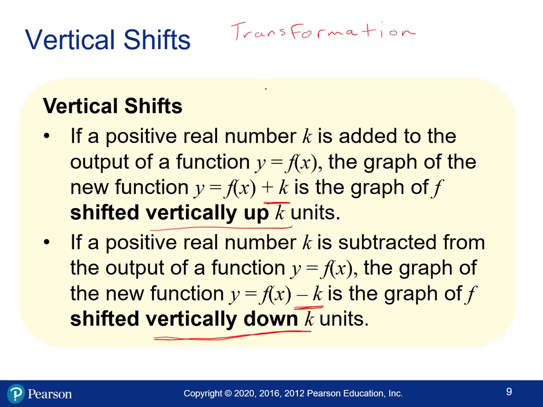Just before we move on to the next transformation, I'll show you a quick example. Let's say f of x originally was the square root of x, and then our new one is g of x equals square root of x minus 1,000. It's the same shape, just shifted 1,000 units down.